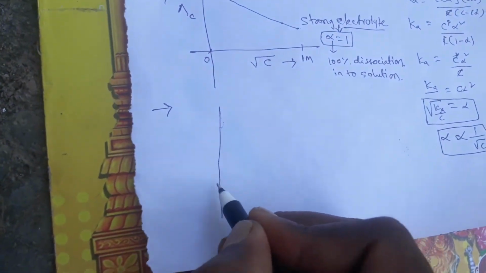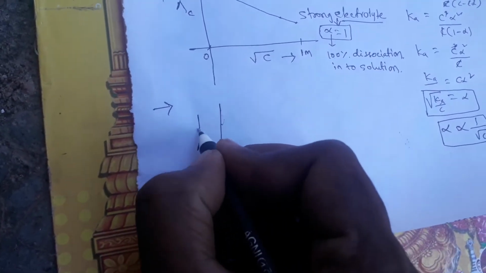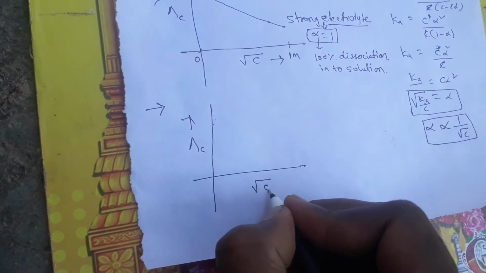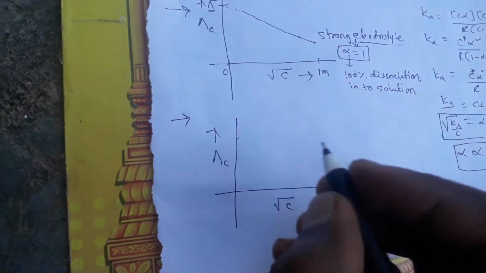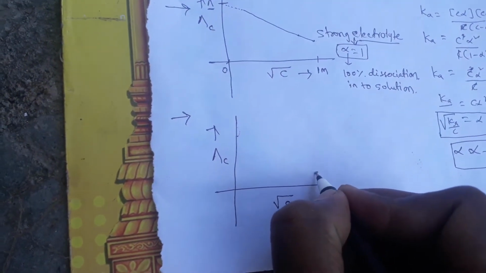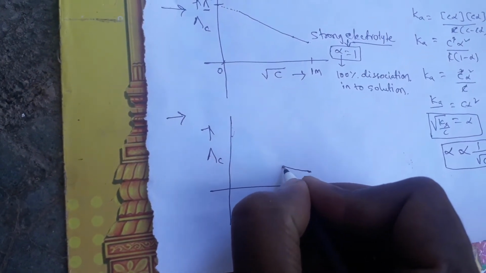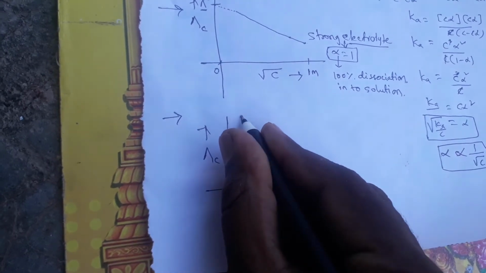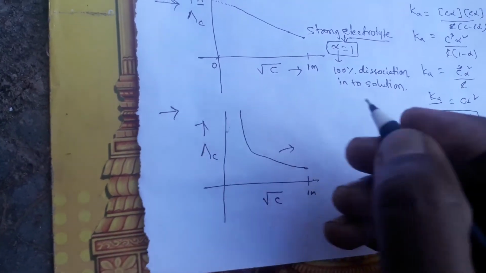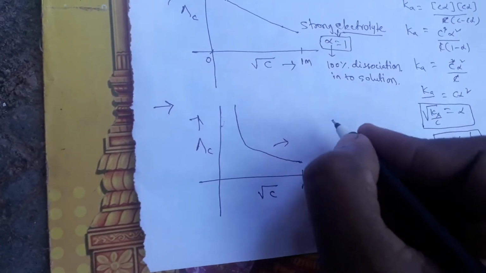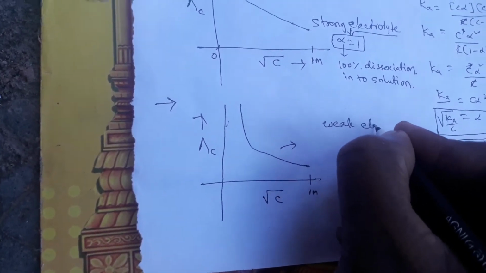But for the weak electrolyte there exists an equilibrium, and this is the graph of lambda c against root c. So here is the root c value. When you draw the graph, here is 1 molar, and as you decrease the concentration, it is increasing, and finally you will get here. We cannot extrapolate this graph because 100% dissociation cannot take place, that depends on the Ka value. So this is a weak electrolyte.